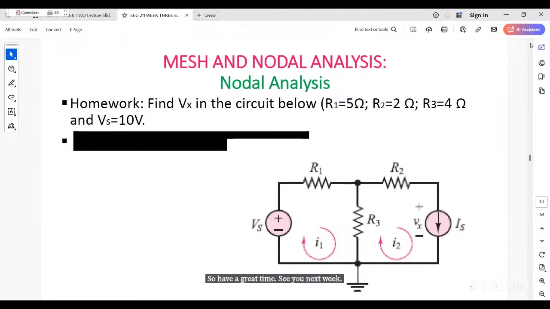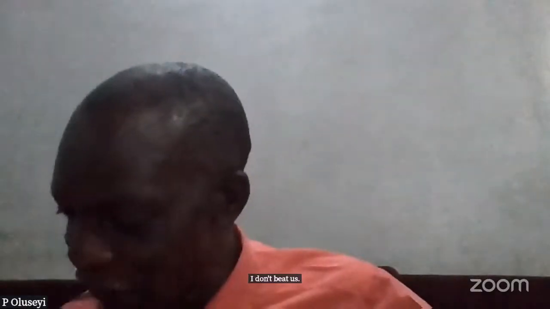But is there any value for R5? I gave R4 and R5 as 10 ohms. Each of them is 10 ohms.